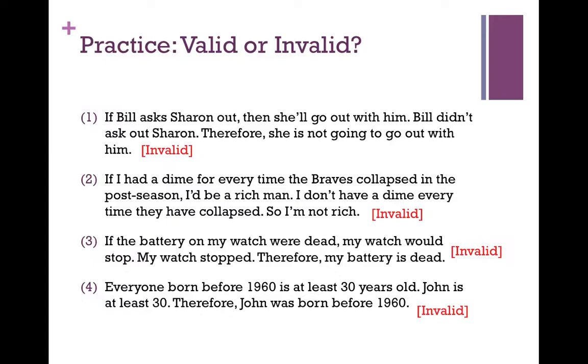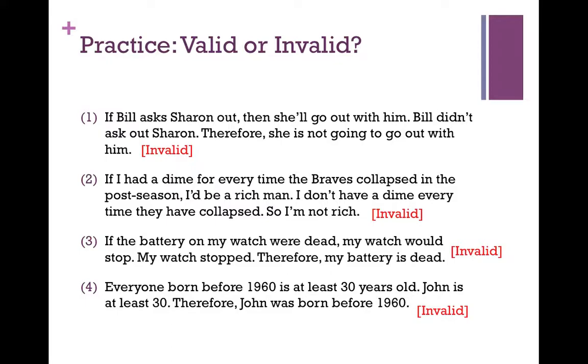Because if you were born in 1960, well, I'm not good at math, but you'd be, what would that be? 59, maybe? I don't know. No, I don't know. You'd be well over 30. John is at least 30. Well, you just think about what year this is. What year would you have to have been born to be at least 30? Well, 30 years from today.